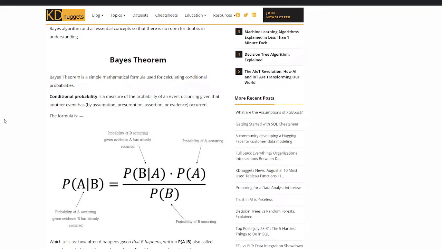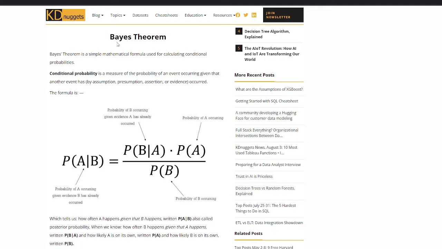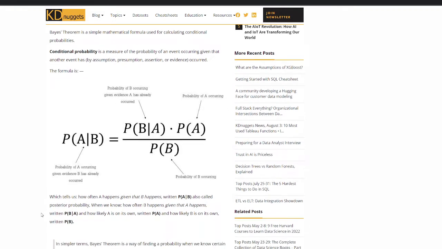Let's see this. The Bayes rule, this is what we were talking about in previous videos. The probability of A occurring given evidence B has already occurred equals the probability of B happening given A, multiplied by the probability of A occurring, and divided by the probability of B. So this is basically the Bayes theorem. So we are going to do naive Bayes.